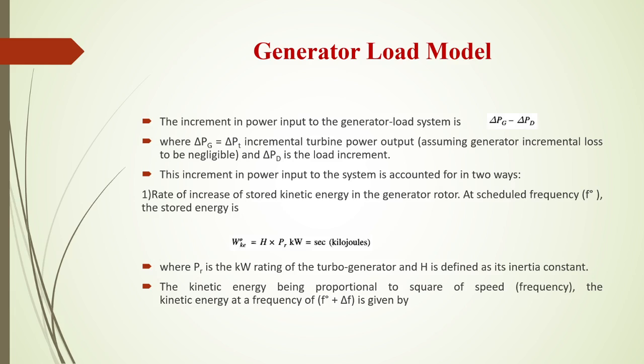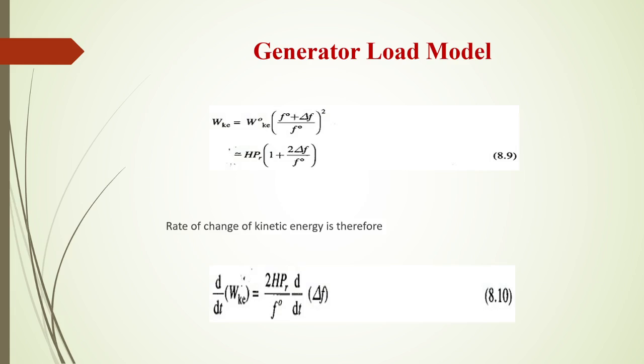Kinetic energy is proportional to the square of the frequency, and the kinetic energy at a frequency of F0 plus delta F can be given as WK equal to WK0 into (F0 plus delta F by F0) whole squared, or approximately HPR into (1 plus 2 delta F by F0). So the rate of change of kinetic energy can be written as d by dt of WKE equal to 2 HPR by F0 d by dt of delta F. So this is the increment in power inflow to the system, the first way being the rate of increase of stored kinetic energy.